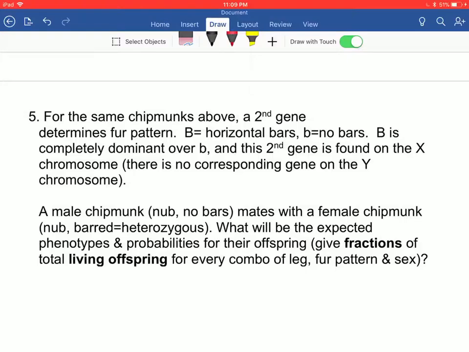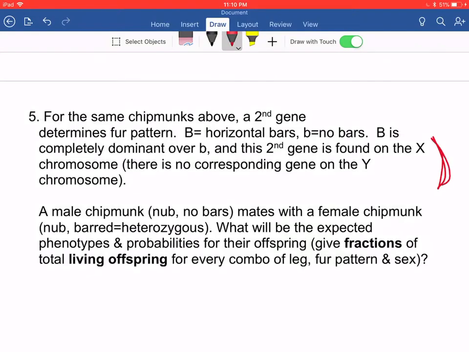Let's take a look at this next question. For the same chipmunks above, so these are the chipmunks with nub or no nub condition, a second gene determines fur pattern. Big B is horizontal bars and little b is no bars. Big B is completely dominant over little b. And this second gene is found on the X chromosome. There is no corresponding gene on the Y chromosome.